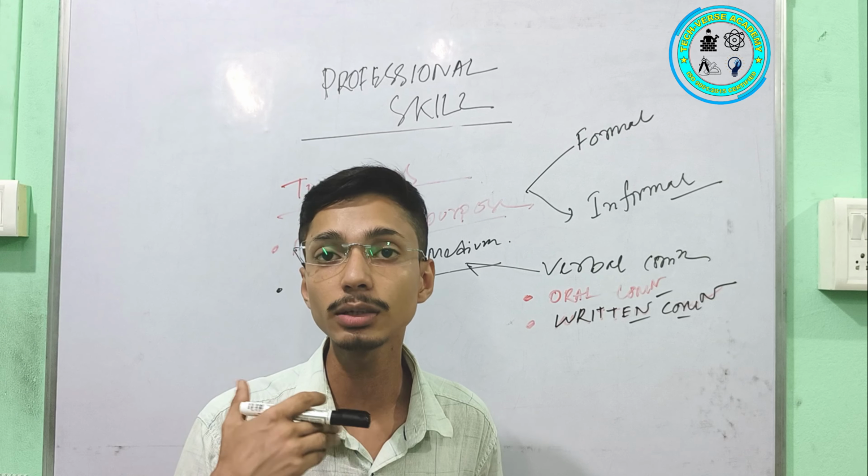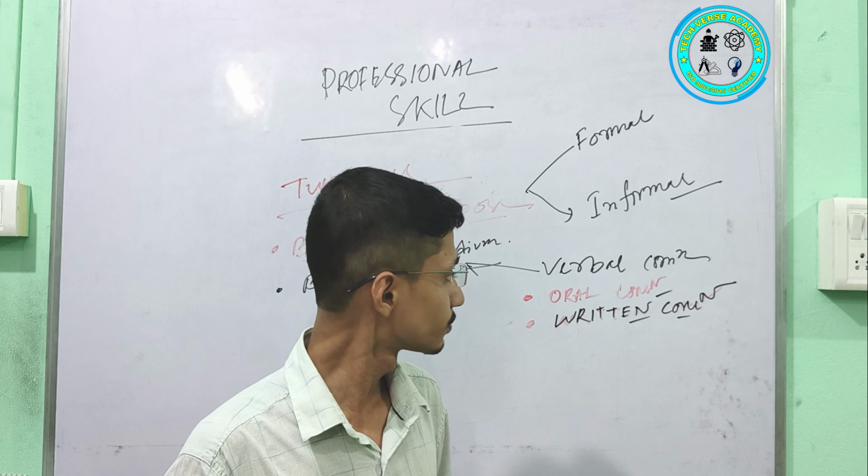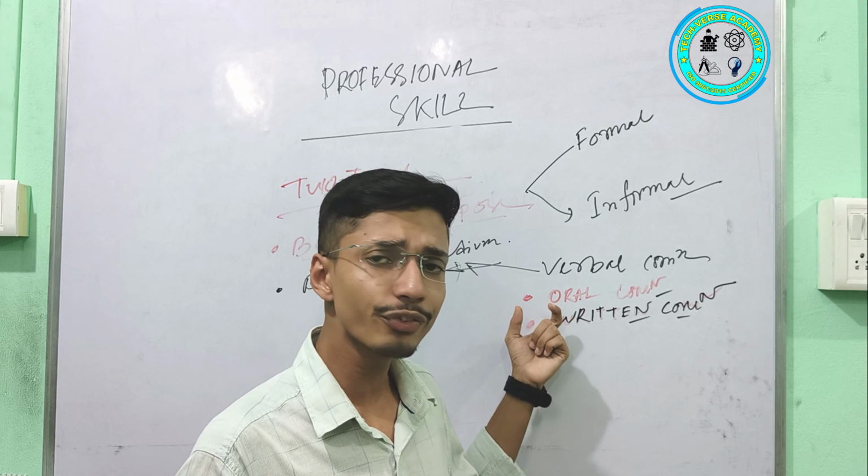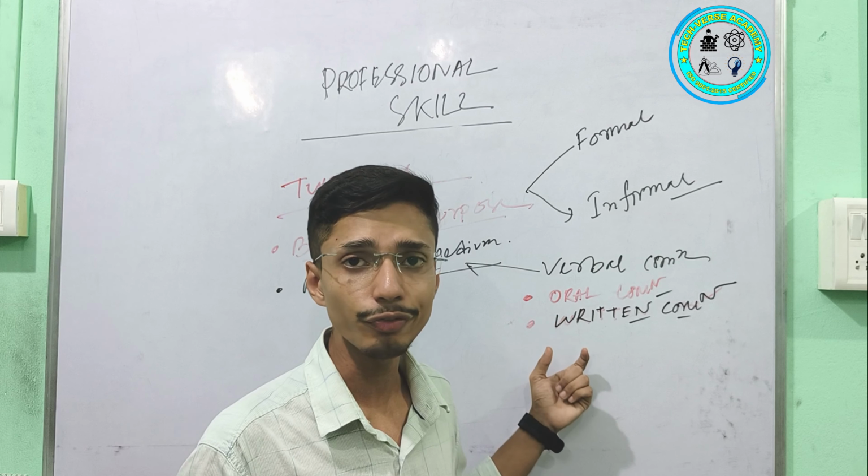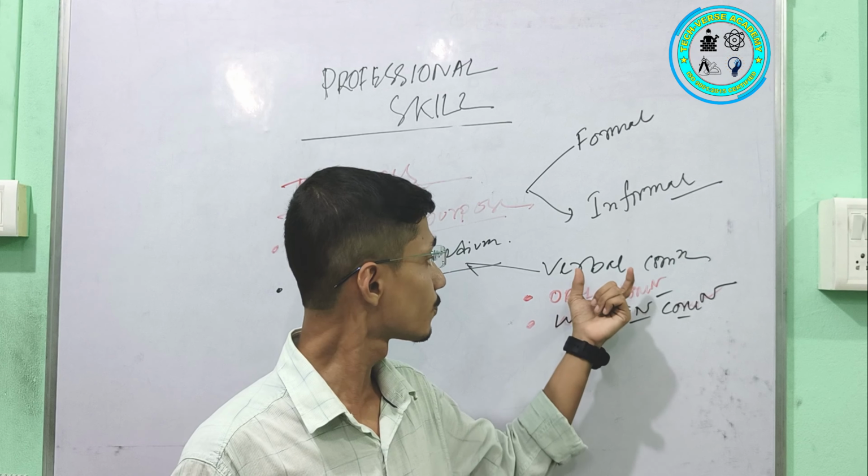And what does it mean by written communication? Written communication means we can complete our communication by means of some written manner. It might be writing a letter, it might be writing a slide or anything like that. So there are two different types of verbal communication. In oral, we use our mouth. In written, we use our hands.